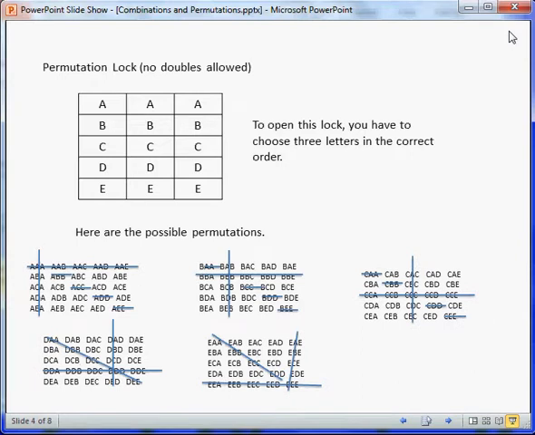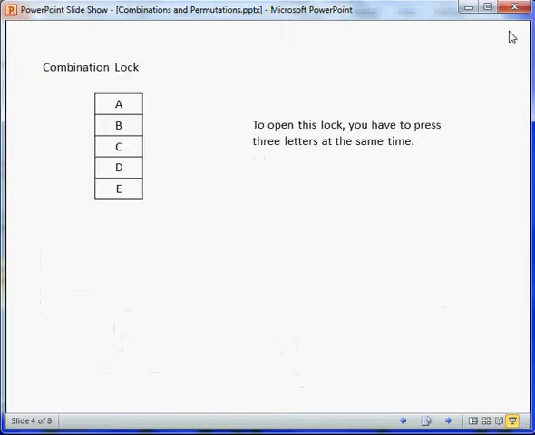Here's another permutation lock where there's no doubles allowed, so I cross them all out. And you can see that it's 60. But where does the 60 come from? Well, you've got 5 choices for the first one, but you can't repeat that letter, so there's only 4 choices for the second letter, and then you can't repeat the first or the second letter, so there's 3 choices for the last letter. So altogether that's 60 different permutations. We'll look at some of these formulas later on.